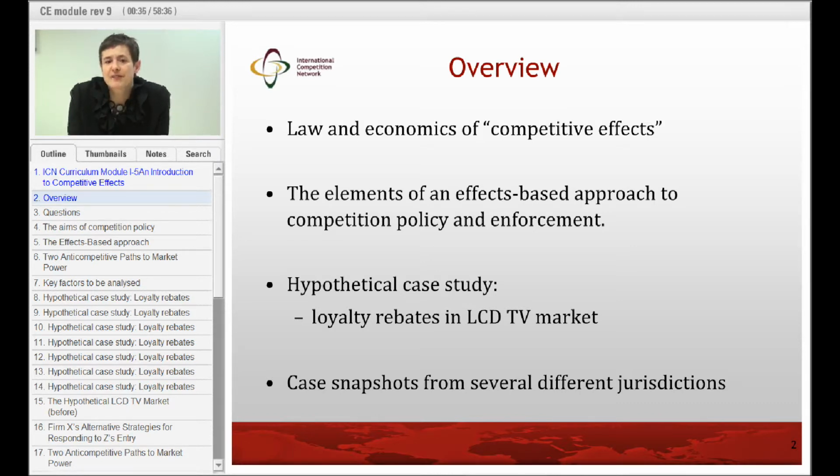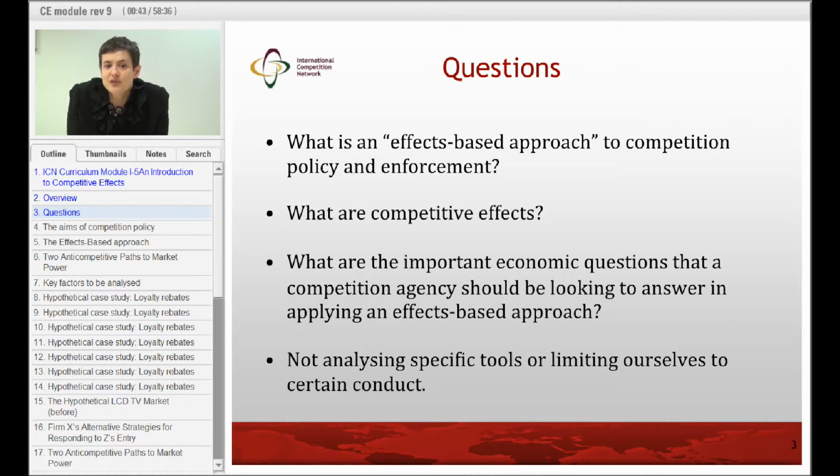You'll also hear from several competition agencies from around the world on how they applied an effects-based approach to actual cases. After this module, we hope that you'll have a better understanding of what is an effects-based approach to competition policy and enforcement, what are competitive effects, both pro and anti-competitive, and how might they arise, and what are the important economic questions that a competition agency should be looking to answer in applying an effects-based approach.